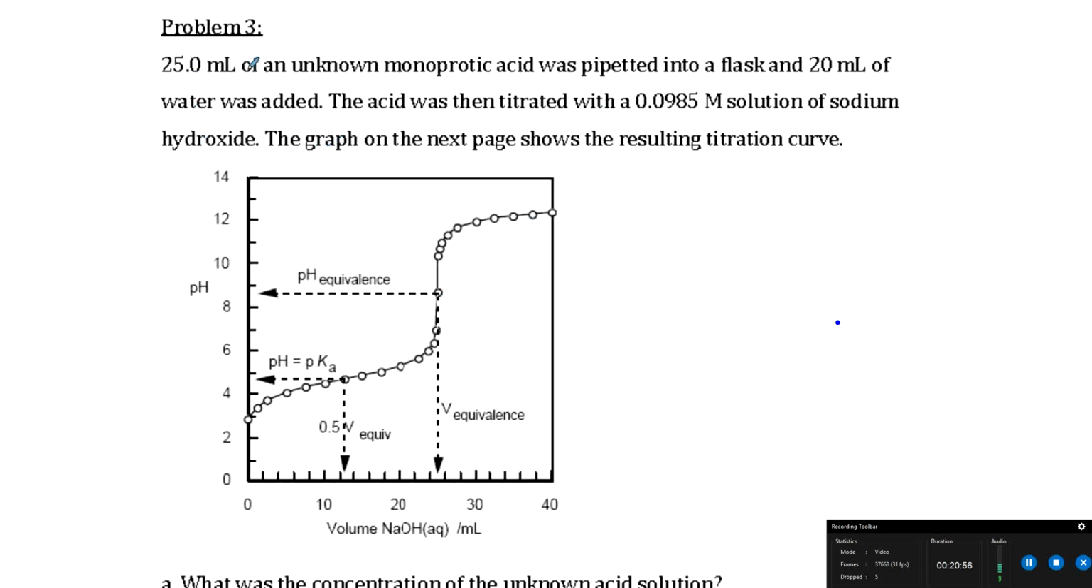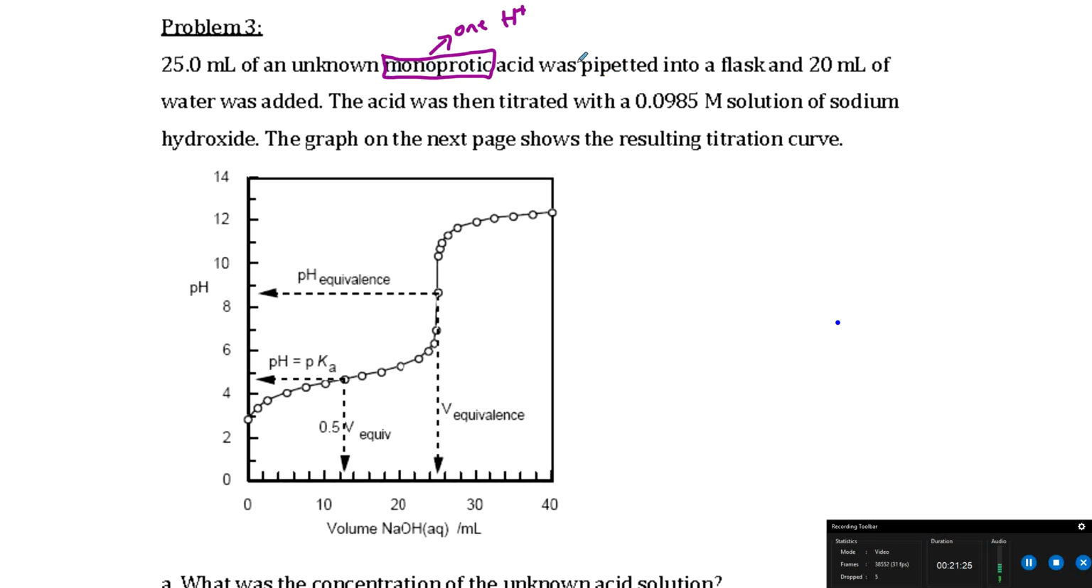So this says 25 milliliters of an unknown monoprotic acid. Mono means one. So remember we talked about polyprotic acids. They involved multiple steps to get rid of hydrogens, because they contained more than one hydrogen. Monoprotic just means only one hydrogen ion.